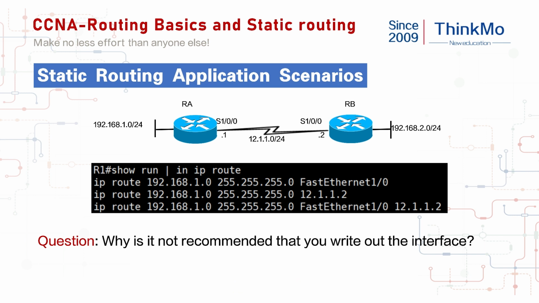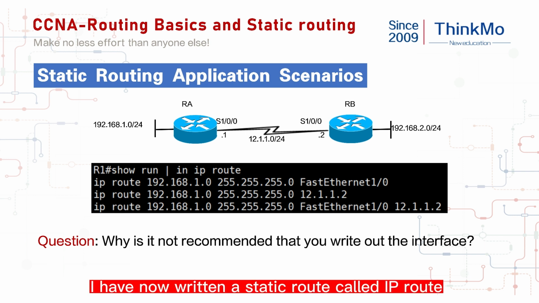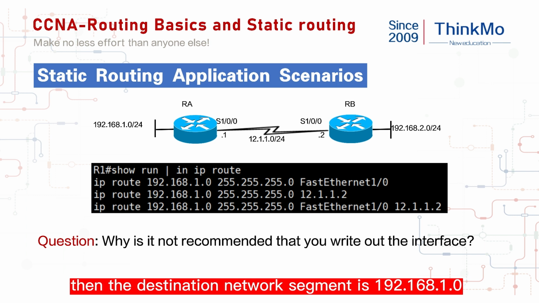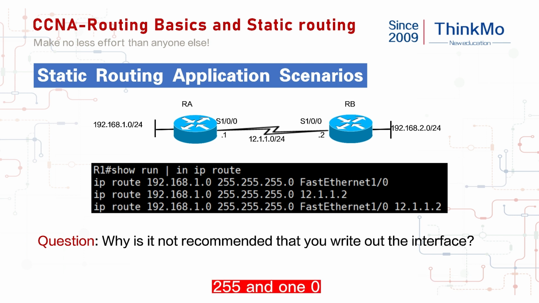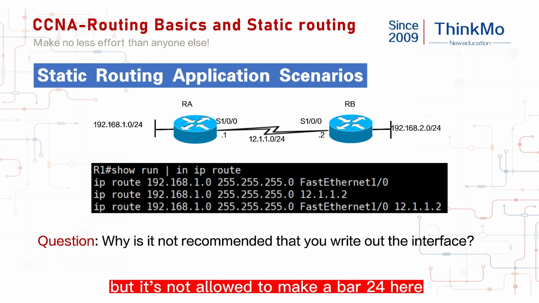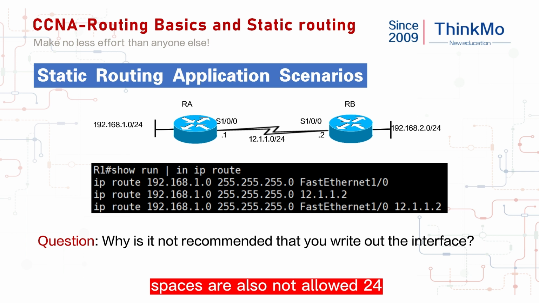It means I have now written a static route called ip route. Then the destination network segment is 192.168.1.0. The mask of the destination network segment is 255.255.255.0. That is a 24-bit mask. But it's not allowed to write a slash 24 here, and spaces are also not allowed. It must be 255.255.255.0. Then specify an outgoing interface. That is, to go to the 1.0 network segment now, specify the outgoing interface.